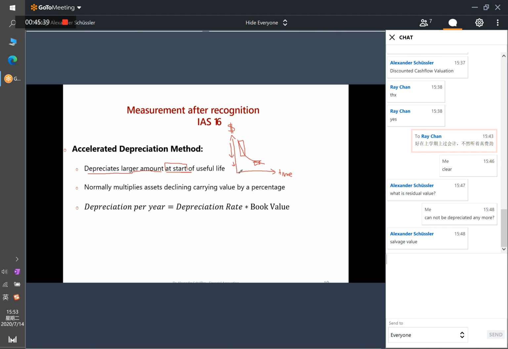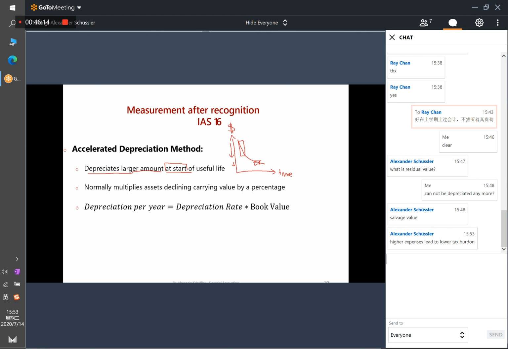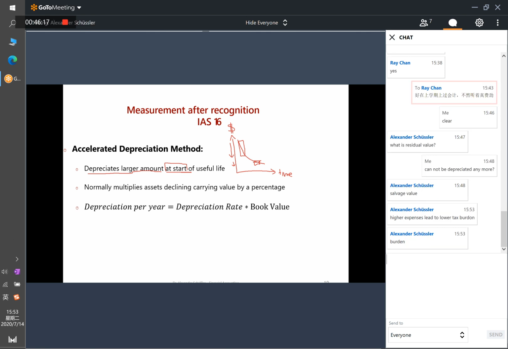And this is often used for tax purposes, because in the early years you have higher expenses, and higher expenses lead to a lower tax burden. So some firms, if they have the choice, if they can choose this one, they choose this one because of tax reasons.